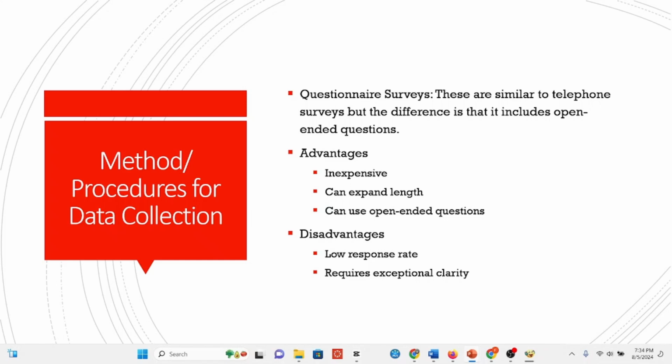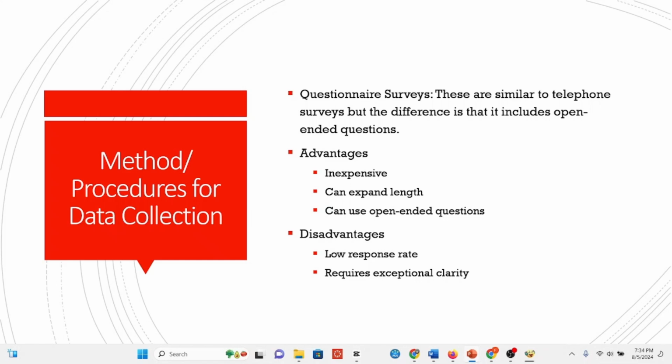2. Can expand length. Unlike telephone surveys, questionnaire surveys allow for longer and more detailed questions. Respondents can take their time to answer, which can lead to more comprehensive data collection. 3. Can use open-ended questions. Open-ended questions in questionnaires provide respondents with the opportunity to express their thoughts, opinions, and experiences in their own words, offering richer and more nuanced data.